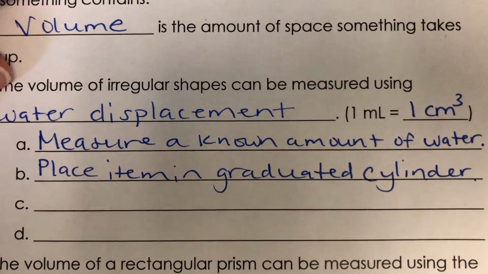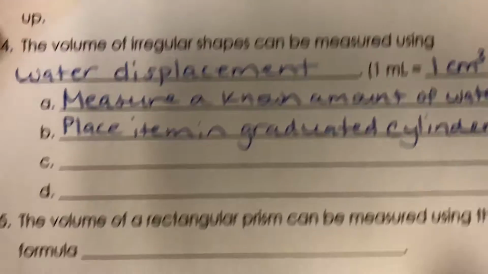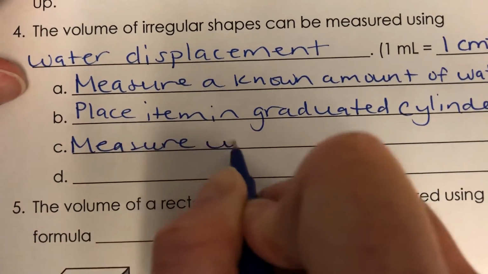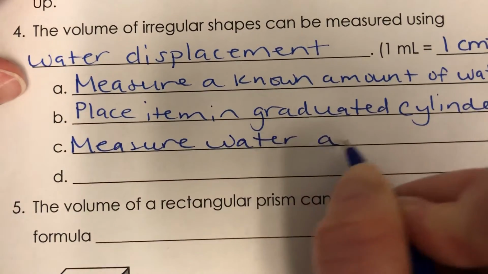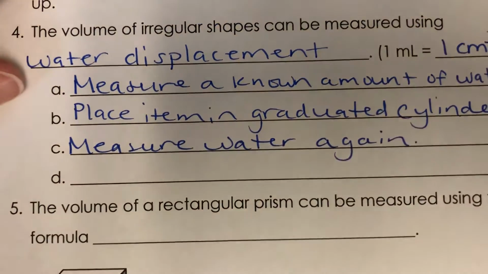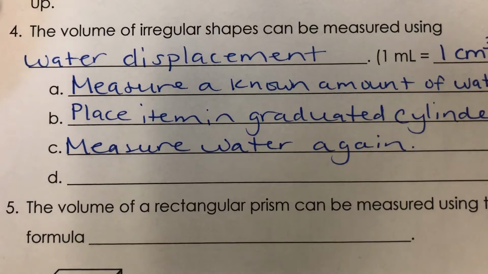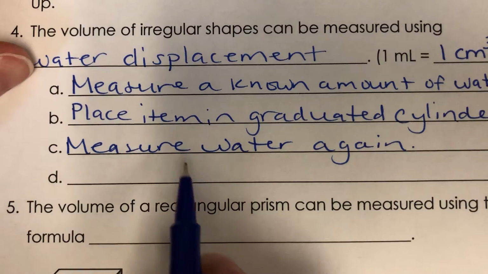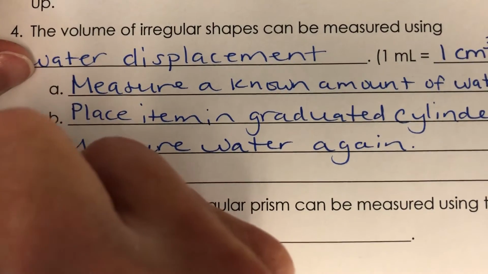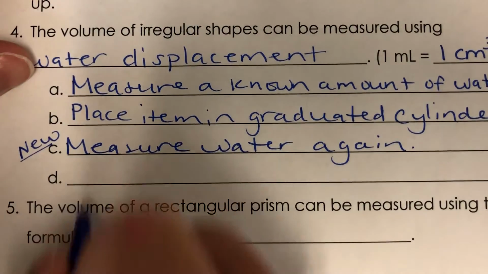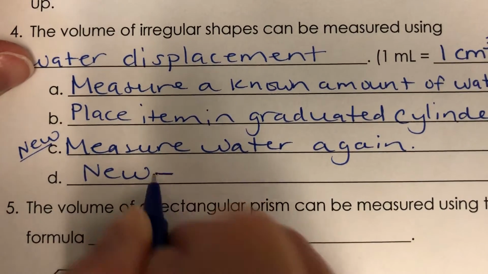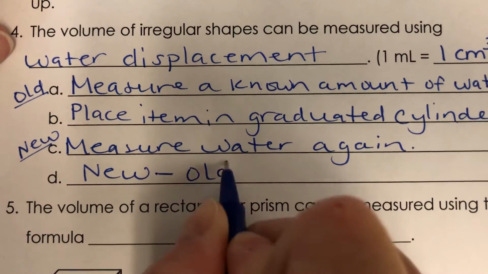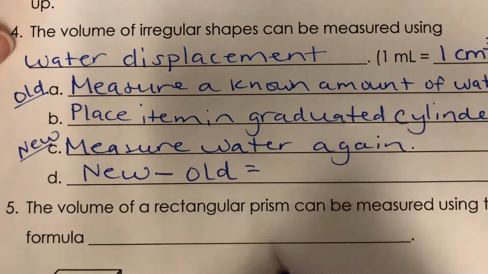All right, then what did we do after that? We measured the water again. And when we went to figure out what our volume was, we had to subtract. And what did we subtract? Well, we took our new amount that we just got, so I'm going to call this new, and we took away our original measurement, so I'll call that old. New minus old gave us the volume.